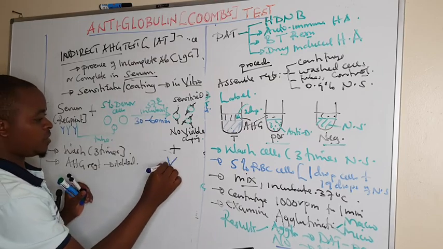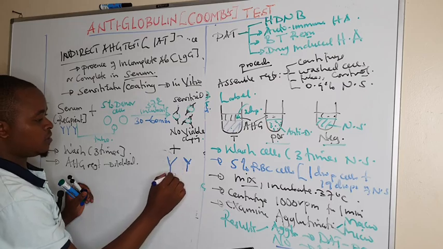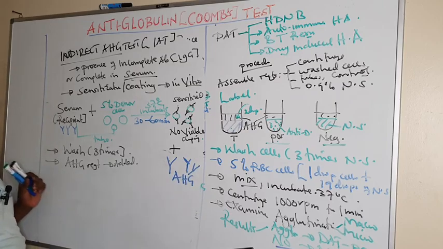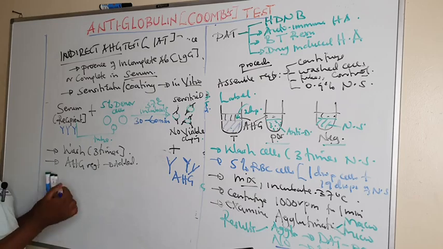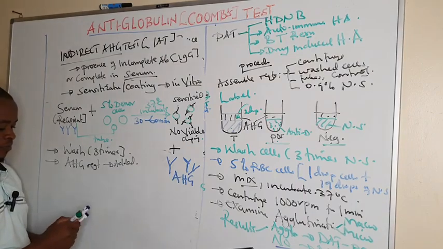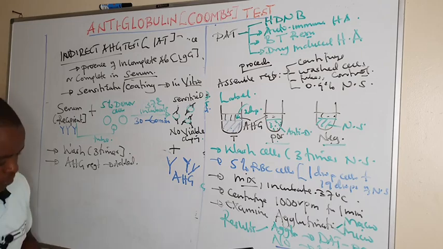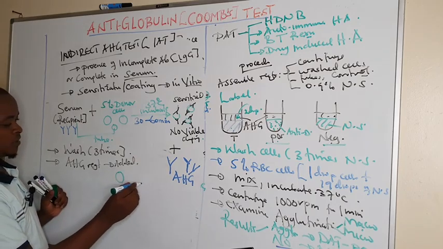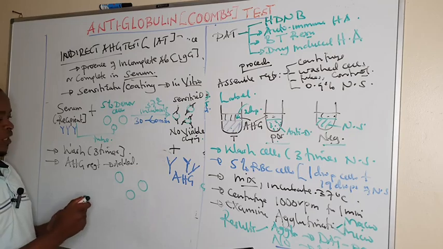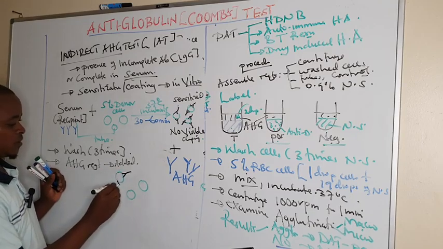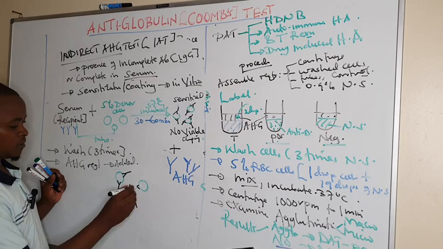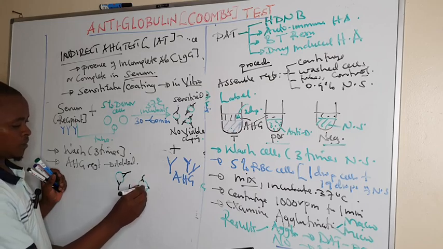We come and add anti-human globulin. This anti-human globulin is added after washing, and when it is added, we are going to find out that our red cells, which were sensitized in the test tube after being sensitized by these incomplete antibodies, are sensitized.